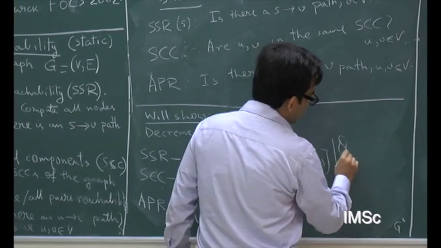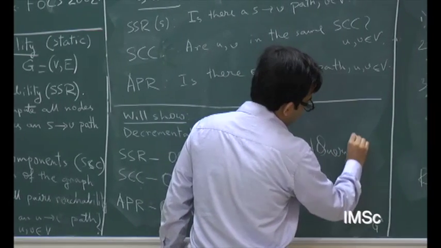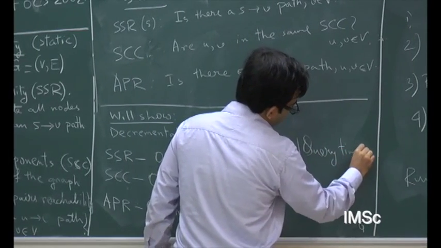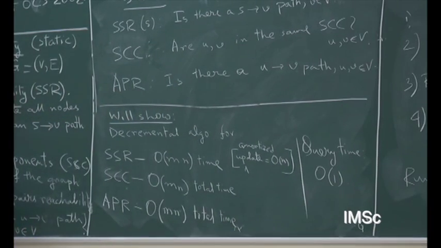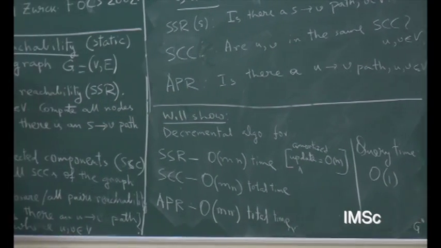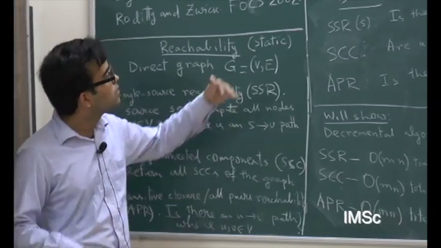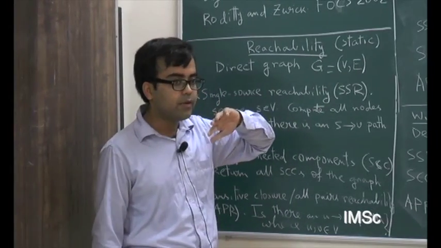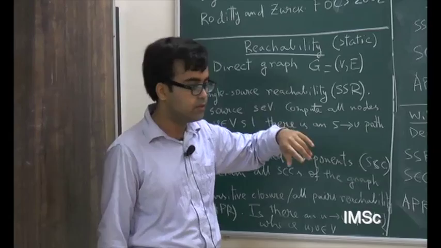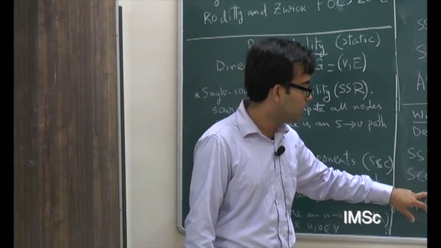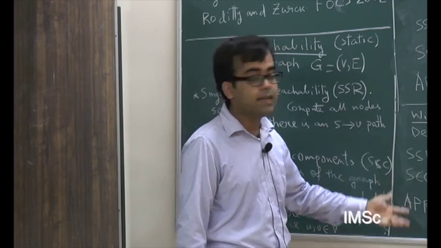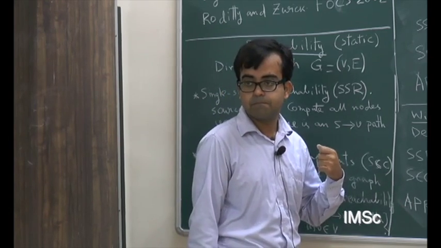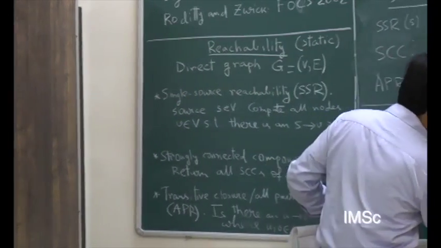And for each of these results, the query time will be worst case O(1). Okay. So now note that in a decremental setting, we cannot hope to beat the static algorithms, right? So this is optimal.